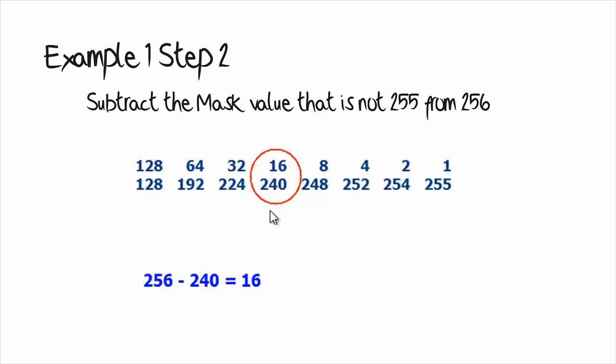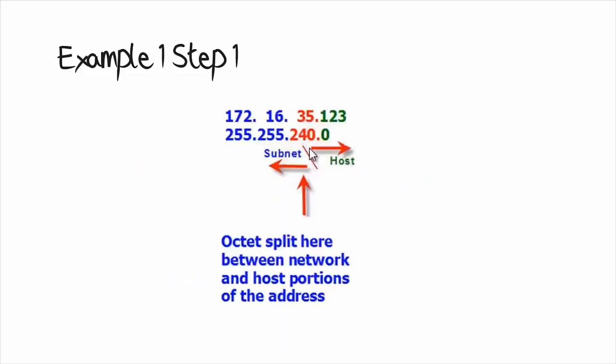Now the table I showed you in step 1 will allow you very quickly and easily to work this out. So in the third octet we have a value of 240, so 256 less 240 gives you 16. So remember, in the third octet the subnet mask was 240, 256 less 240 gives us 16. Notice in the IP address the third octet value is 35. So part of 35 is network and part of 35 is host.